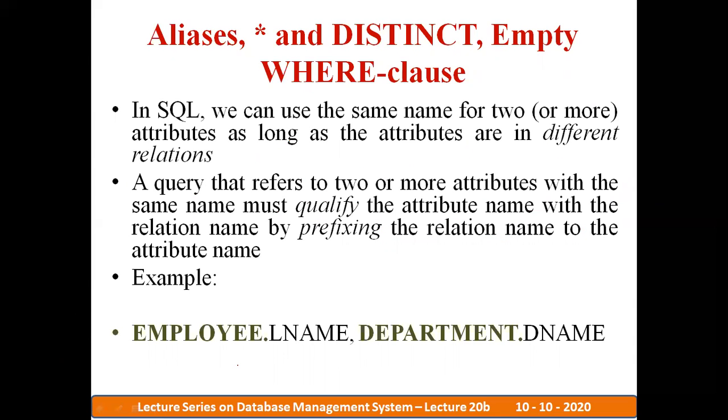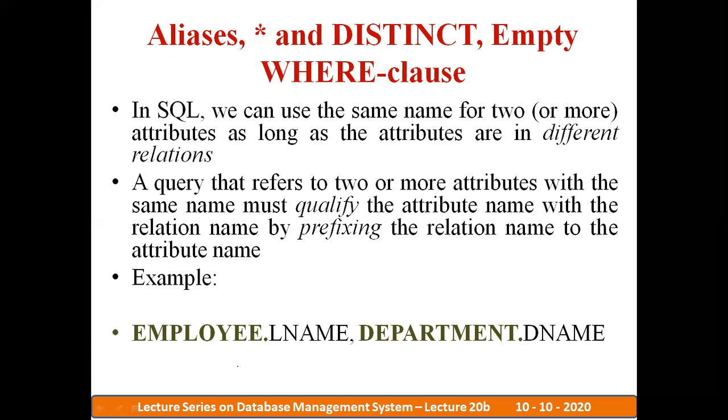After the basic query structure involving only one relation, two relations and three relations, now let us move on to aliasing and the use of the asterisk, DISTINCT and the empty WHERE clause, and what they mean. In SQL, we can use the same name for two attributes as long as the attributes are in different relations. For example, the employee can have an attribute called name, and the department can also have an attribute called name. There is no problem because this name is from the employee and this name is from the department.